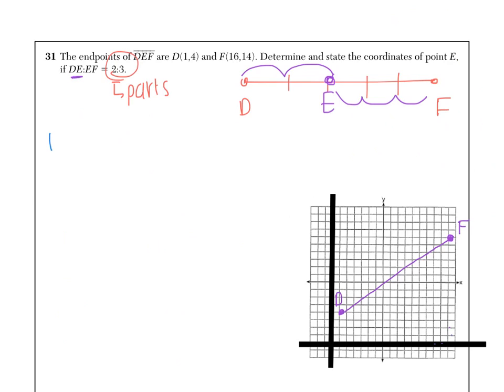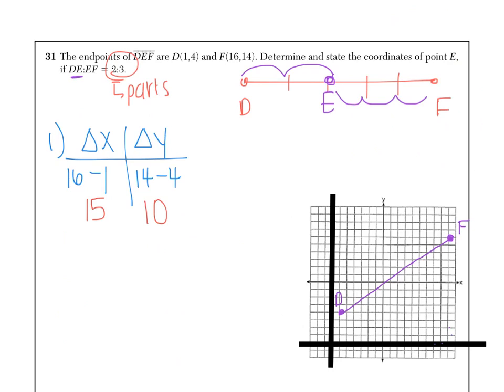So what we first have to do is find the change in x and the change in y of our original points. Change, of course, means to subtract. So first I have 16 minus 1 and 14 minus 4 for the y's. 16 take away 1 is 15, 14 take away 4 is 10. Now if you did it the opposite way, 1 minus 16 and 4 minus 14, you would end up with negative 15 and negative 10, which is fine. Just ignore the negatives. Change them to positives because it doesn't matter in this type of question. So we know the original changes are 15 and 10 for the x's and then the y's respectively.